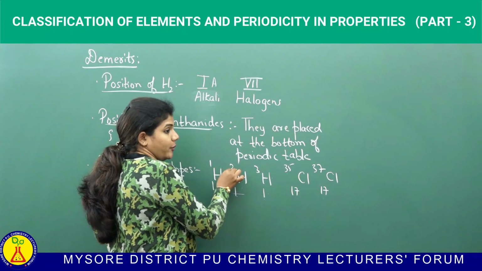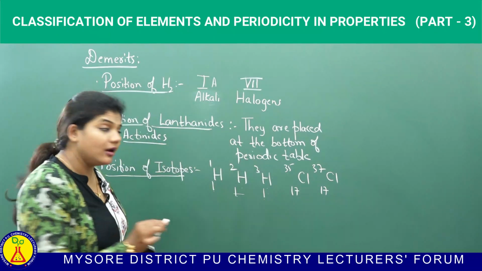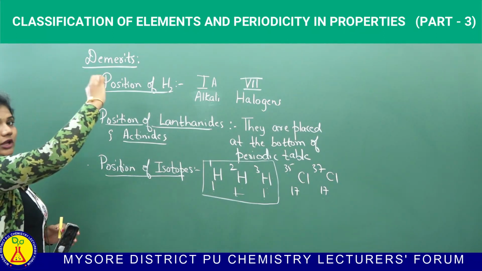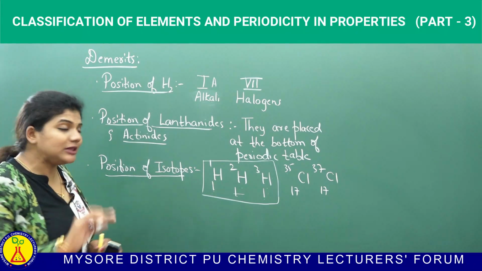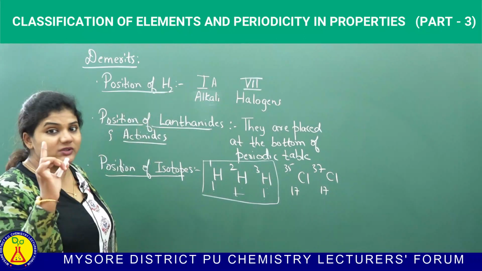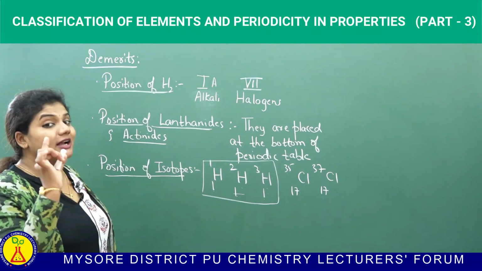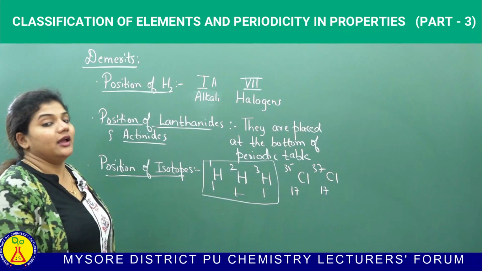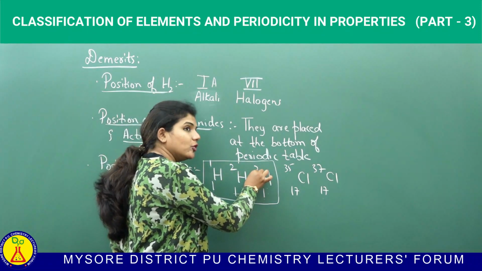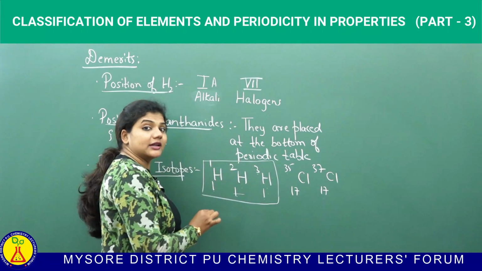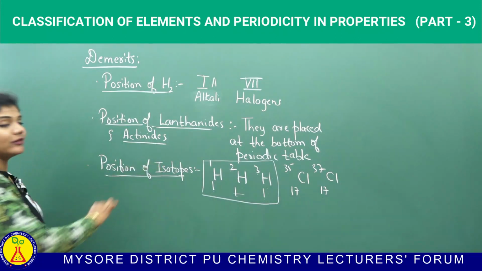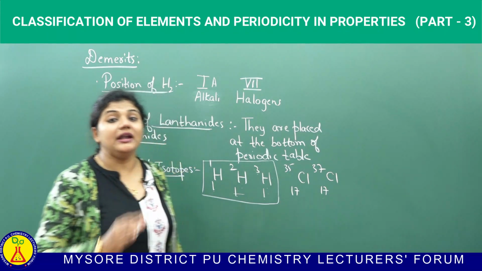Each hydrogen isotope should have been given its own position, but one single position has been allotted in the periodic table. Protium, deuterium and tritium were not given separate positions. All three isotopes have been given one single position. In Mendeleev's periodic table we arrange the elements in the increasing order of their atomic mass, so each isotope should have been given a position, because the atomic mass is different. But all the isotopes of the same atom have been given one single position. So the position of isotopes was not justified in Mendeleev's periodic table.